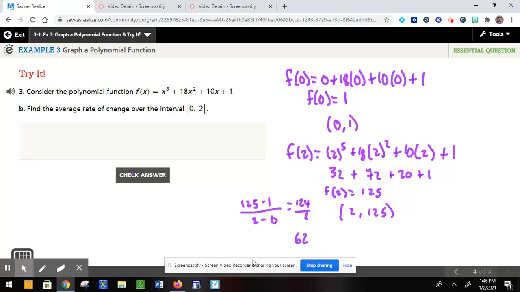Found the two ordered pairs, 0, 1, and 2, 125. And then just use the slope formula, get 124 over 2, which is 62. So there's your answer. 62 is the average rate of change between those 2 points over that interval. All right, let's look at the next example.